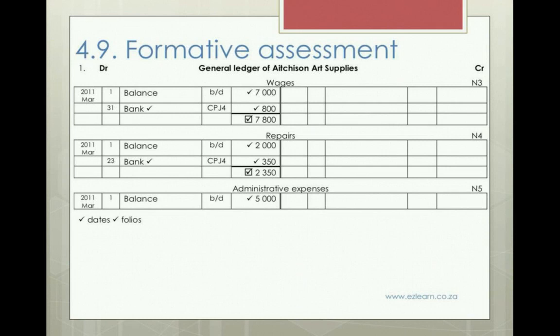The same for the folios. Check that you entered your folios correctly. In other words, the brought down and carried down, or CRJ4 or CPJ4, depending on where the entry was.